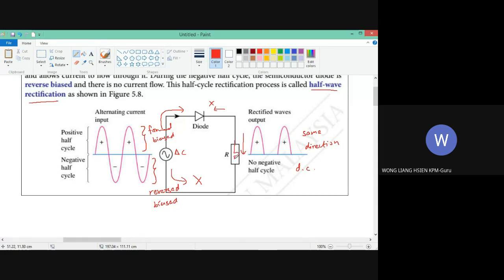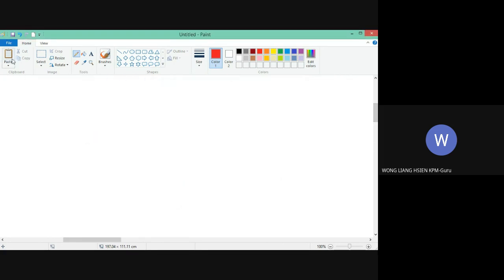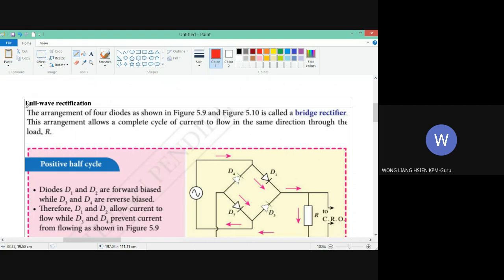So that means if this load is a bulb, then the bulb will be dim light, not bright. Understand? The bulb can still light up, but it's not bright. Get the idea. Because only half of the energy can pass through. So this is half wave rectification. Next we want to look at a better version of rectification, a better method, called the full wave rectification.